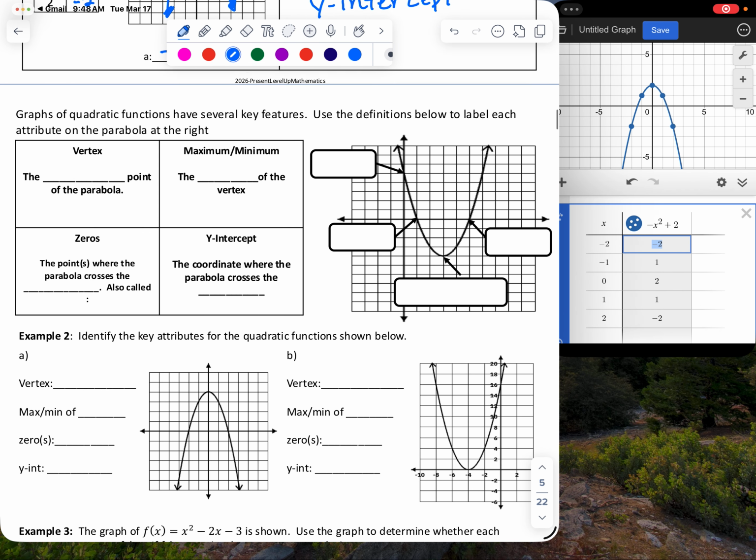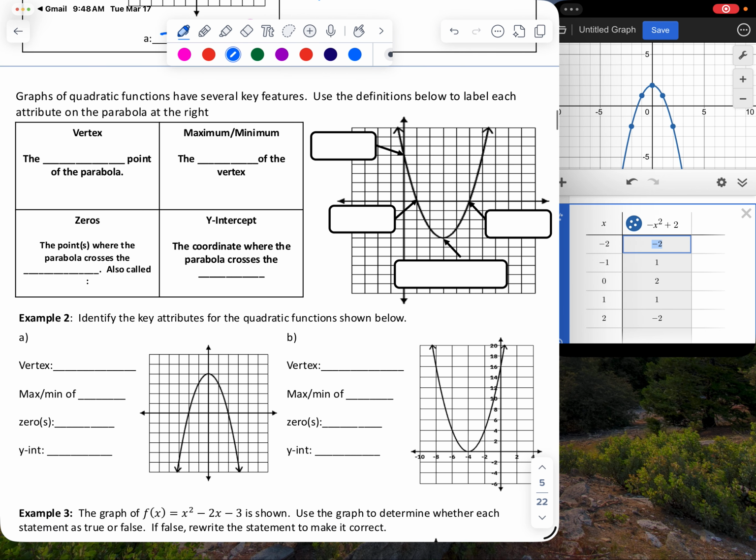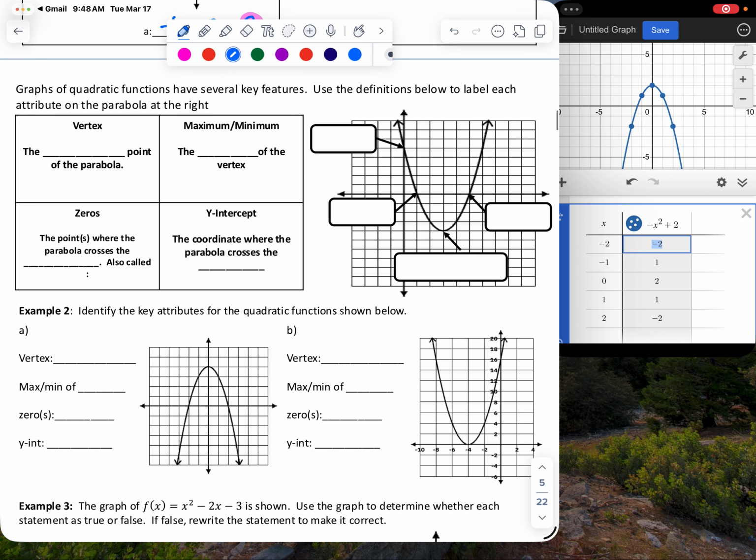All right, let's look at our next example. Graphs of quadratic functions have several key features. Use the definitions below to label each attribute on the parabola at right. Now, the vertex of a quadratic function is also called the turning point of the parabola. So if you look at the parabola shown, notice that it turns around at this point right here. So let's label that as our vertex.